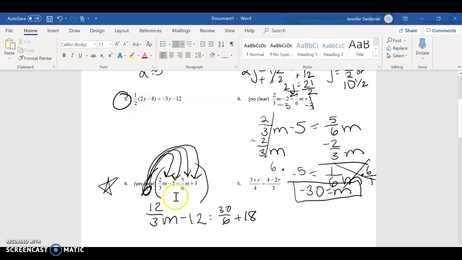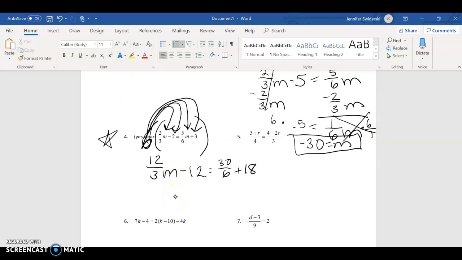What did I just do? Well, look, now I'm clearing my fractions. 12/3 can simplify down to 4m, minus 12 is equivalent to, well, what is 30 divided by 6? That's 5.